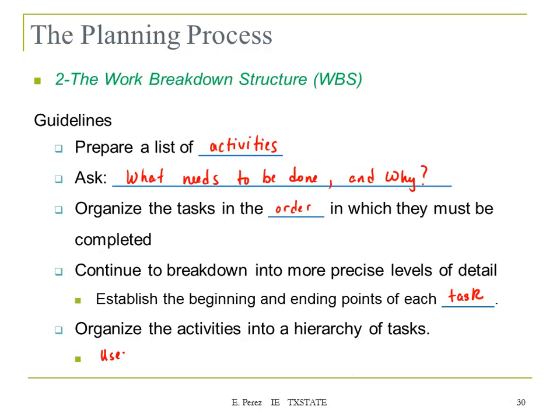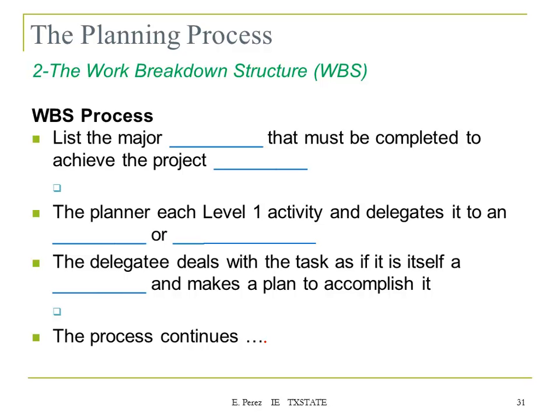So for that, you can use a tree diagram. And I'm going to show you an example. So the easy way to see this top-down structure is by drawing a tree diagram. More about the work breakdown structure, and list the major activities that must be completed to achieve the project objectives.